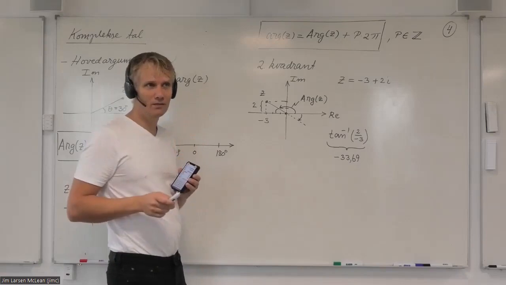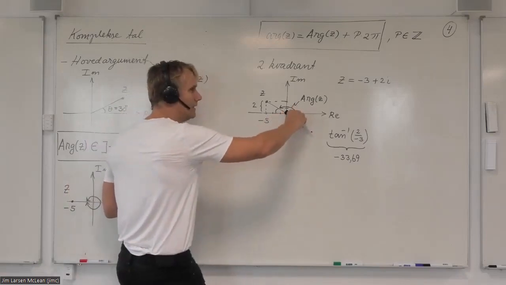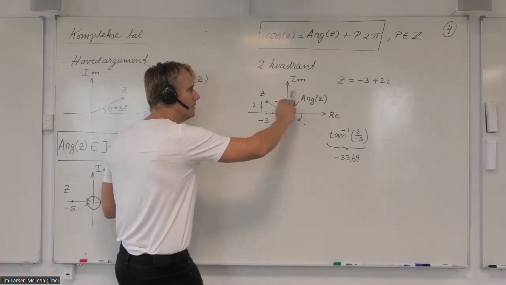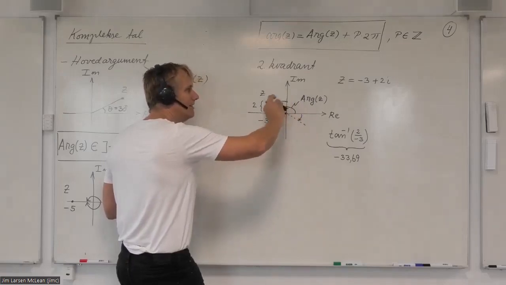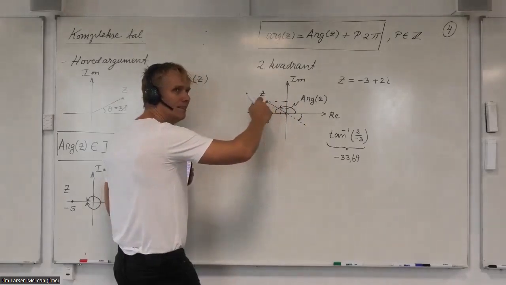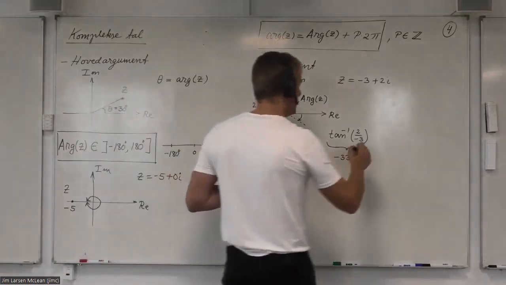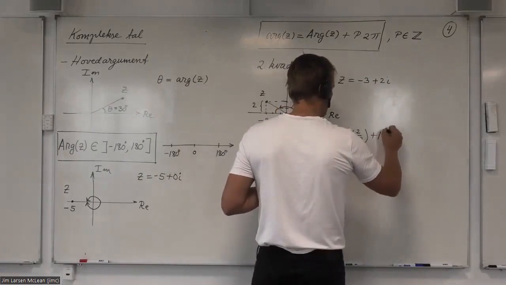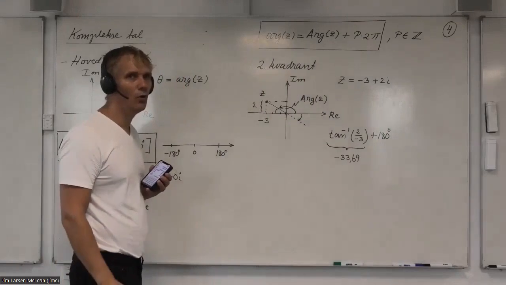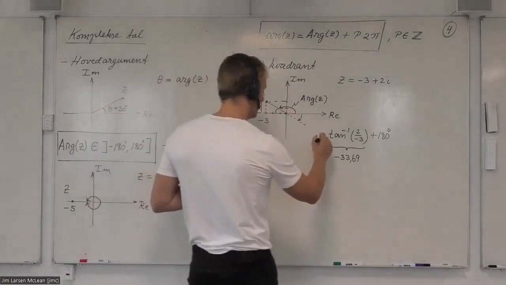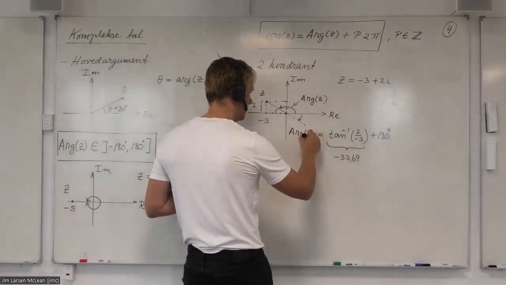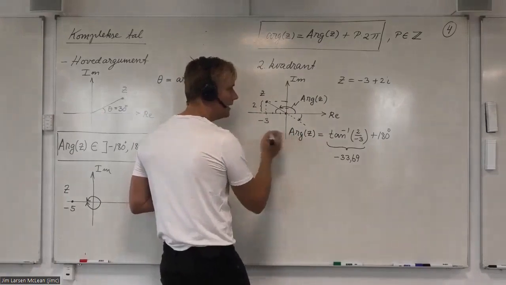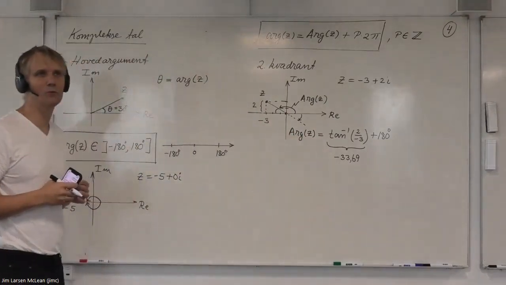Plus 180. Because if I take minus 33.69 and add 180 degrees, it goes like this, and then I land where I need to. So first I go through an angle of minus 33.69, then I just add 180 degrees, and then I land properly, right? Can you see it? So if I add 180 degrees here, I get the main argument. And note that I've written a capital A in Arg, because a capital A represents the main argument.